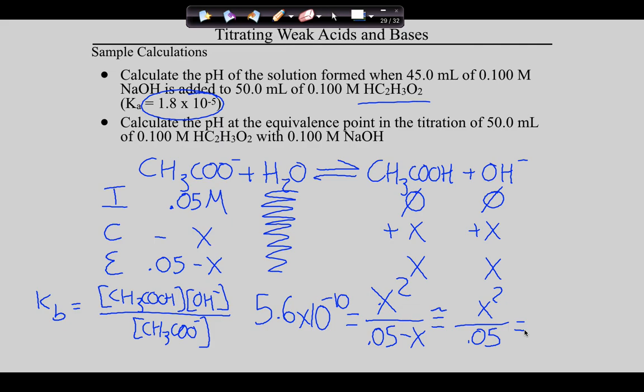I'll just put it in scientific notation: 5.3 times 10 to the negative 6th. Can you confirm that? Is that right? Okay. But guys, understand at this point, we're still at least 2 calculations away from the answer, right? Because this number is that number, and that is our OH.